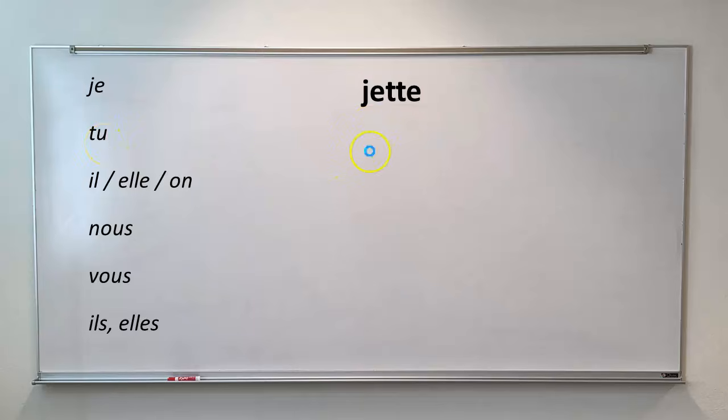Tu, we start with our root, and then we add the ending, but the consonant is going to double. So the ending is ES, and notice the consonant doubled. Tu jettes, you throw, you do throw, you are throwing. Il, elle, on, the same thing's going to happen. We have our root and we add the ending, but the consonant doubles. So il jette, elle jette, on jette. Il jette, he throws, he does throw, he is throwing.